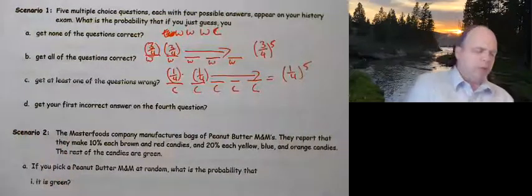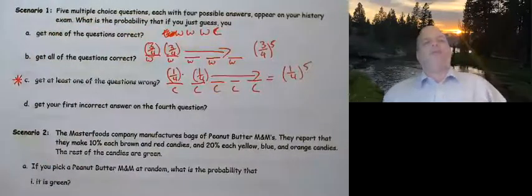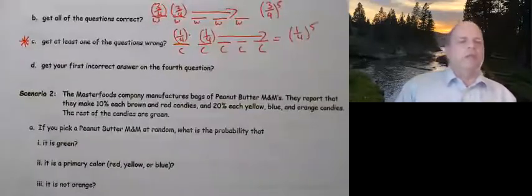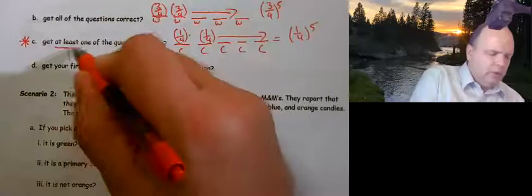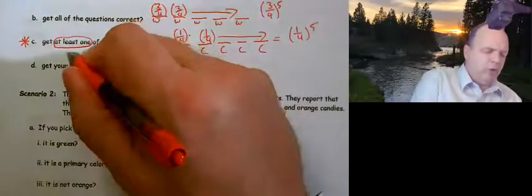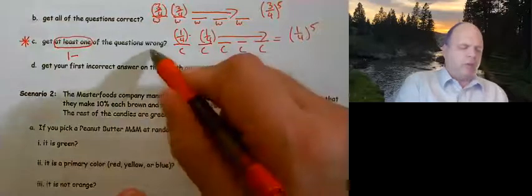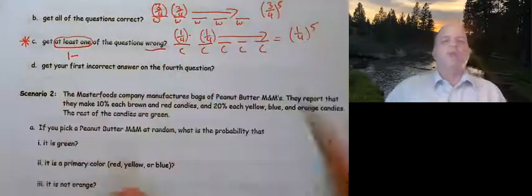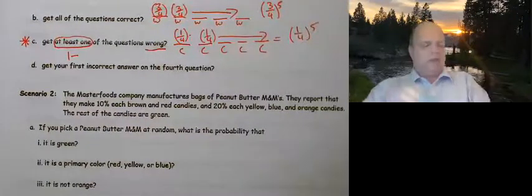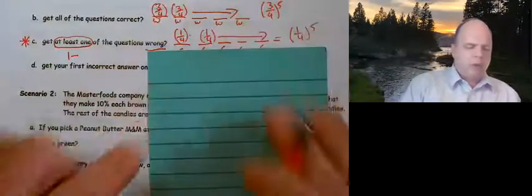This next one is probably one of, in my opinion, the at least problems, and based on what I've scored students on the test, is the most difficult problem for them to get. So first off, if you see at least 1, if you ever see that phrase, I want you to always think 1 minus, and I want you to do the opposite. So they asked for wrong, so we're going to work with correct. And I'm going to do this work on a little separate notepad just because I don't have enough room here. All right, so get at least 1 wrong.